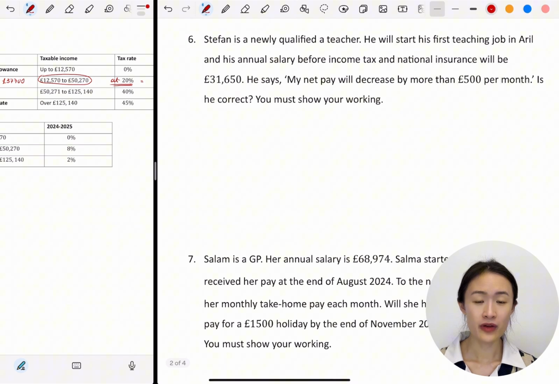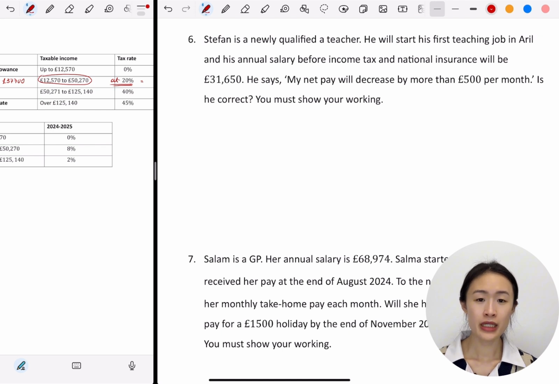We are told that Stefan is a newly qualified teacher and his income is £31,650. He claimed that his net pay will decrease by £500 per month. So that means £500 tax and national insurance paid. Now we needed to check whether his claim is correct or not.